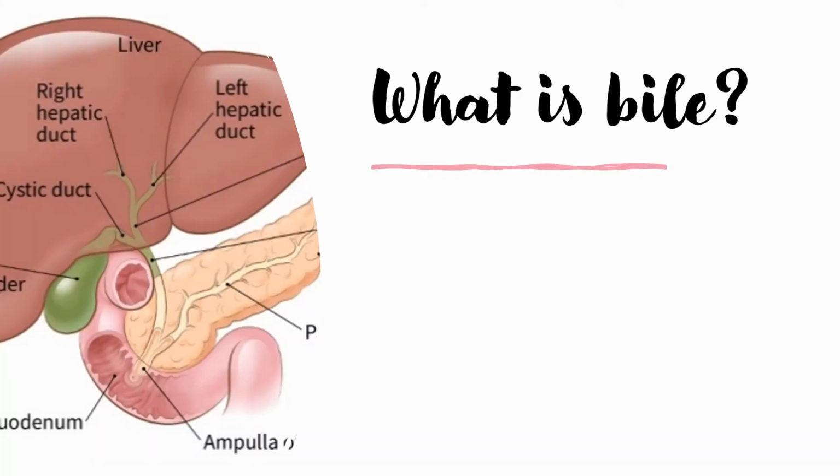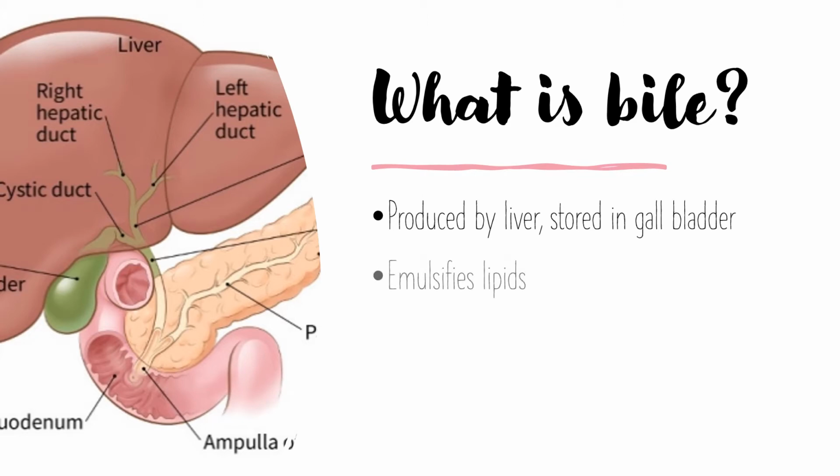And then we've got bile. Bile is a substance that is produced by the liver and stored in the gallbladder. Its role is in emulsification of lipids and is sometimes present, as we've now seen, in gastro-oesophageal reflux disease.